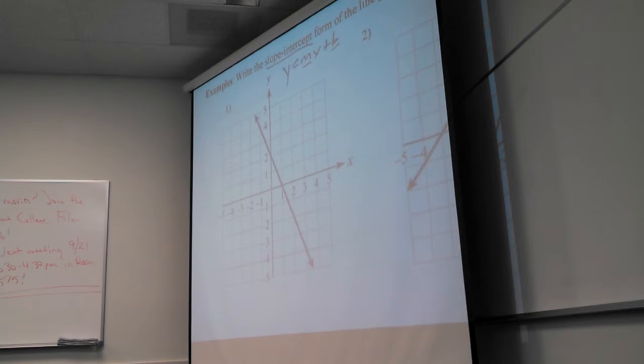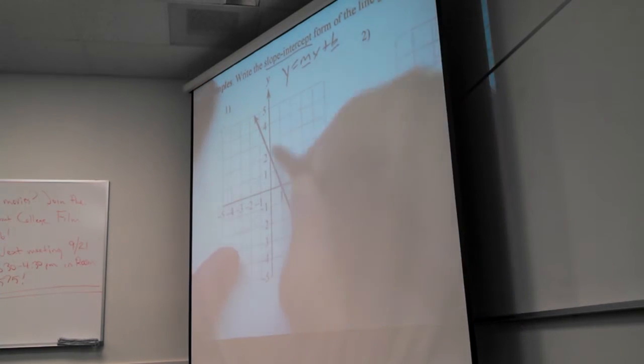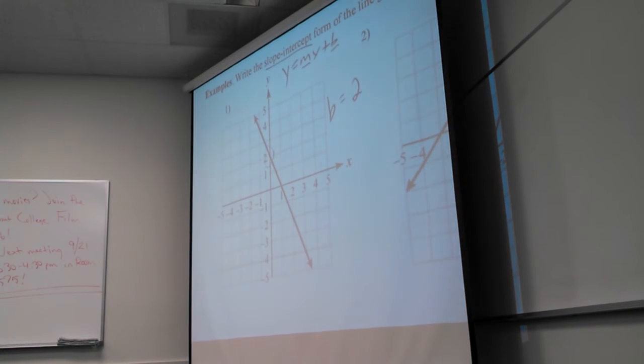So the y-intercept is staring me in the face. So what's the value of b going to be? You can finally say what you want to say. Yes, sir. 2. Great. The y-intercept is (0, 2), so the value of b is 2.